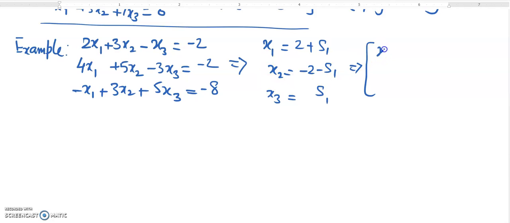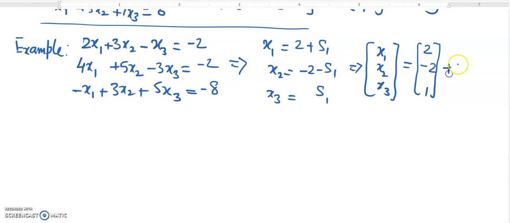We can represent these as the vector x1, x2 and x3, and then because this is a two-component solution, we can write it in the form of two vectors. The first is 2, minus 2 and 0, and for the second one we take s1 as common, and its components are 2 minus 1 and 1. Actually its solution was 2 plus s1.